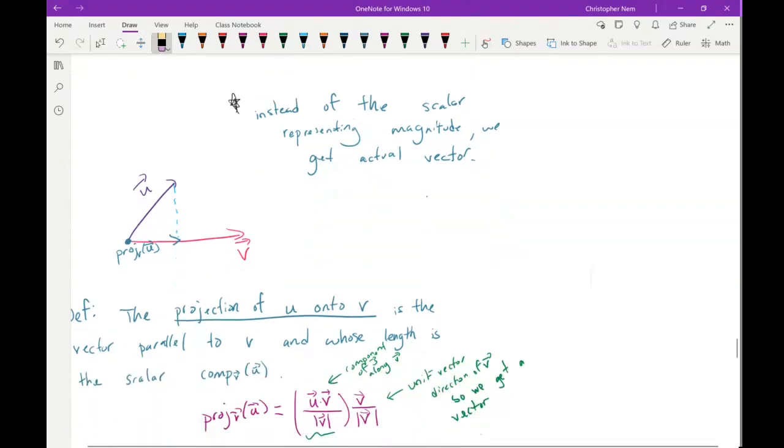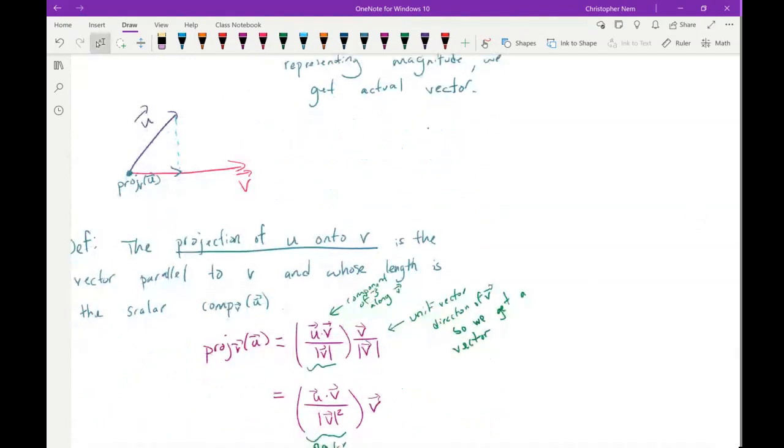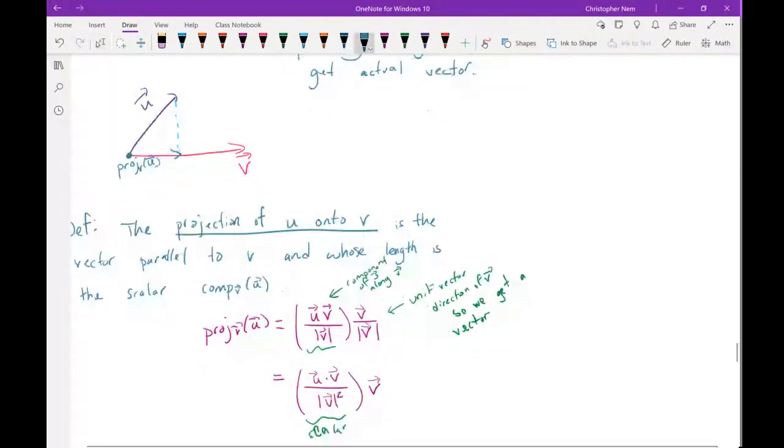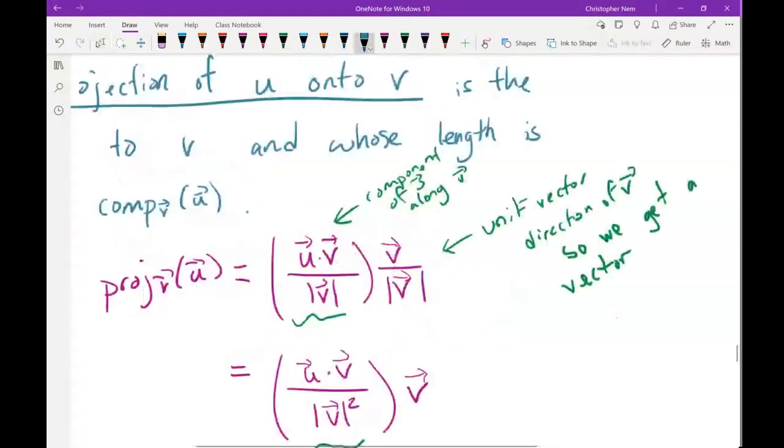How do we turn this into a vector? Well, we're using the exact same definition as the component of u along v. Exact same thing right here. The only thing is I want the vector form. So how do I turn it into a vector? Well, it's a scalar. To turn it into a vector, I need to multiply it by a vector. Why would I multiply by any other vector besides v? Because v has that same direction. So I'm going to multiply by v.